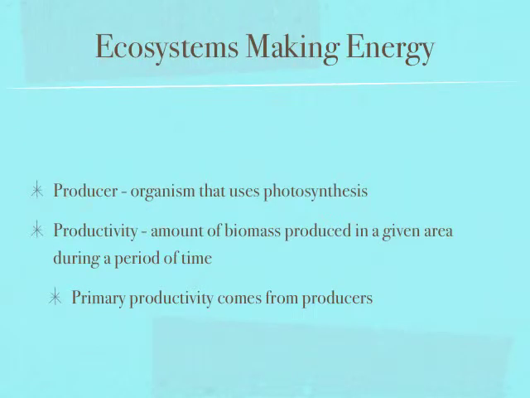When we look at how energy passes through an ecosystem, we must start with the producer. The producer is the organism that uses photosynthesis, or sometimes chemosynthesis, to create chemical energy. The productivity of an ecosystem is the amount of biomass produced in a given area over a period of time. Biomass is the amount of biological material in that area. This means that primary productivity comes from our producers in our ecosystem.